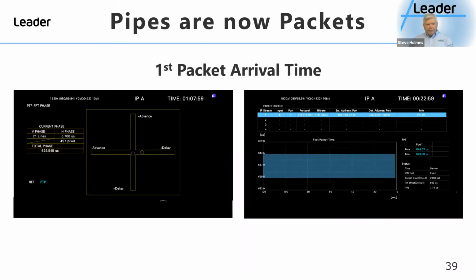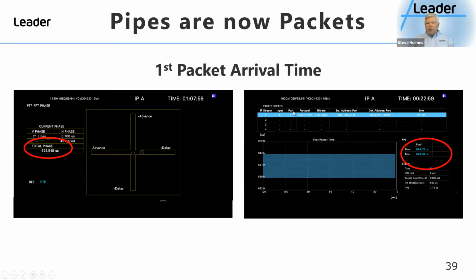The other thing we need to look at is what we call the FPT, first packet time. So within that RTP frame, where is that first packet of video? And it, in this case, is exactly 21 lines out and starting our video at the same exact point that our video starts at SDI. So we can look at it in a time chart and see where that first packet actually is.